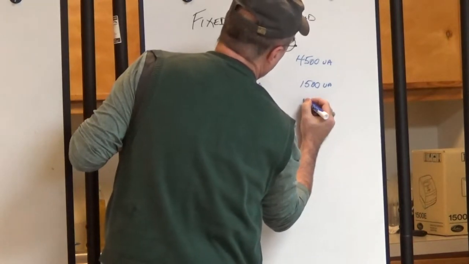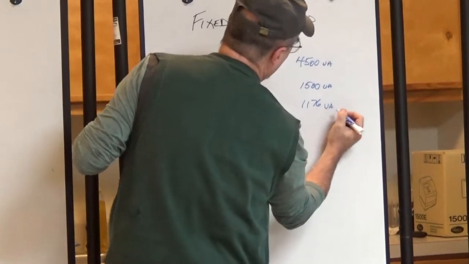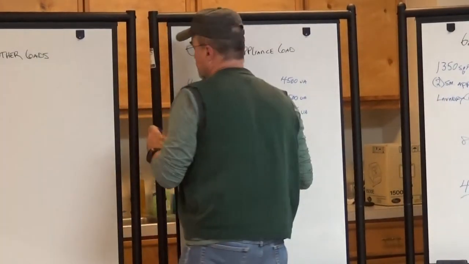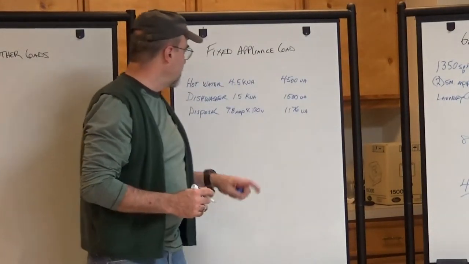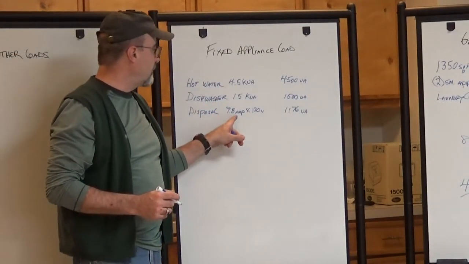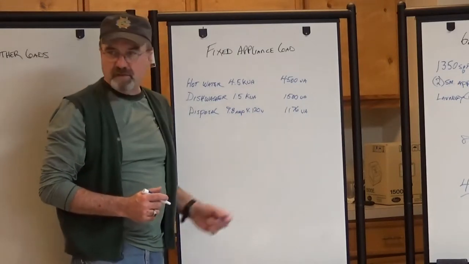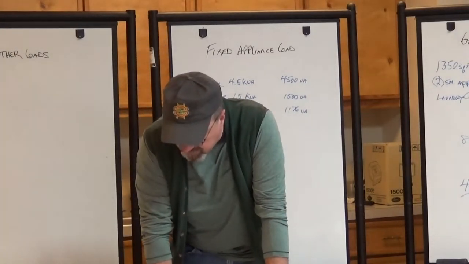1176, Robert? Yes. 1176 VA. Okay. So we just take our full load amps times our voltage, and that gives us our VA rating. Okay. What else do we have that's a fixed appliance?